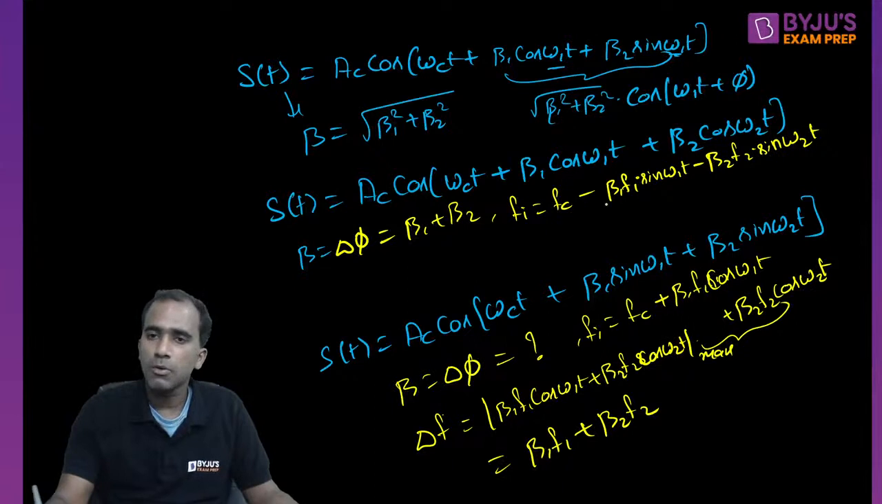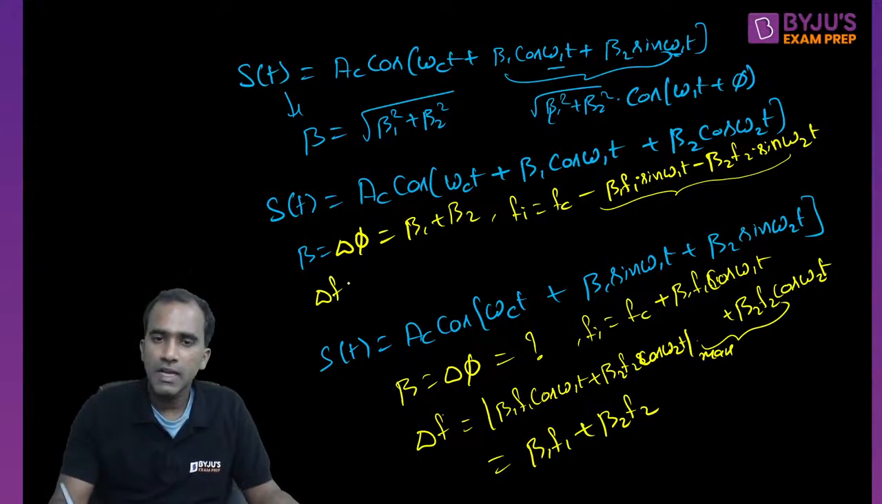Next, here, how about the frequency deviation? It's difficult to figure out the frequency deviation here, because when two sine terms are there, it's difficult to figure out, but this is how we get the instantaneous frequency. But when you know the modulation index beta, we can figure out the frequency deviation as beta times fm. That formula is there, no? That only you can use, beta times fm. In this case, beta is what? Beta 1 plus beta 2 times fm.